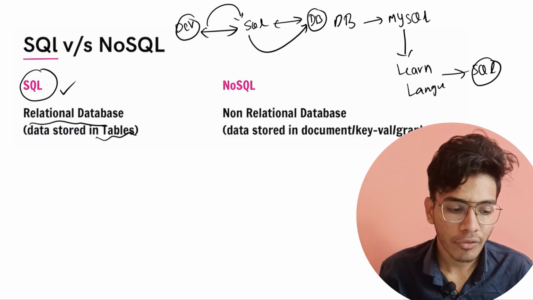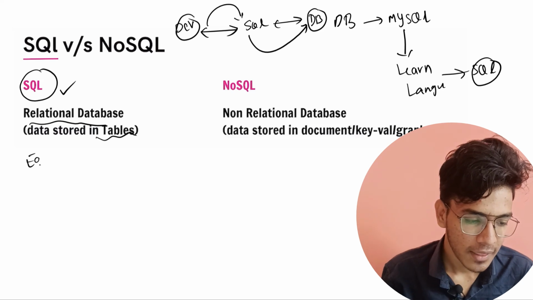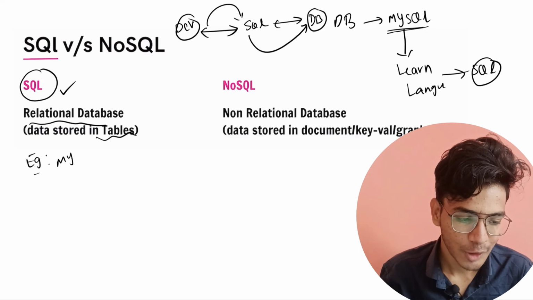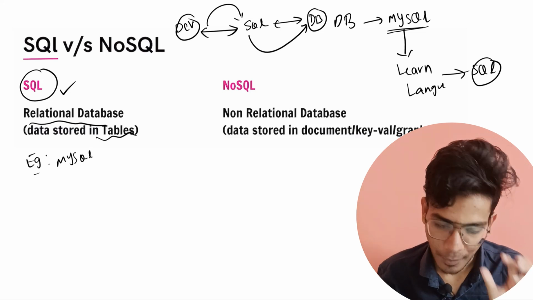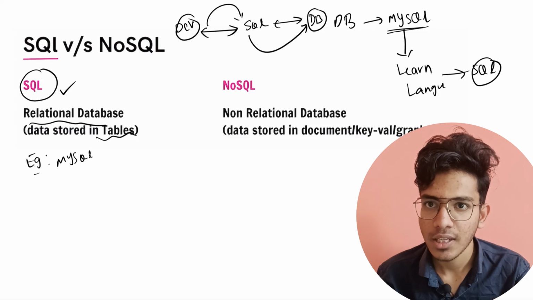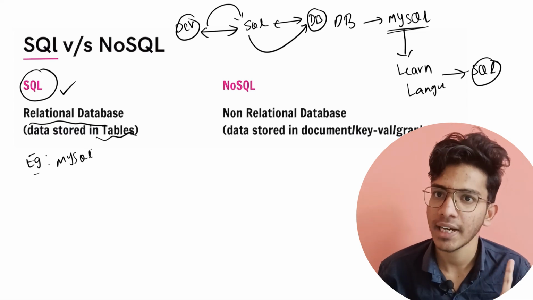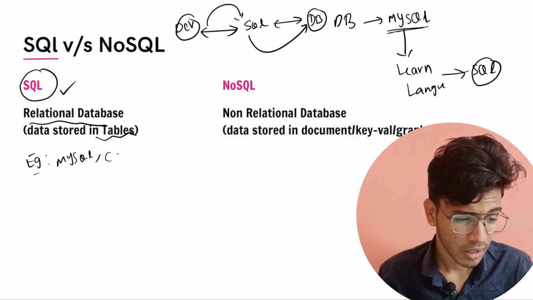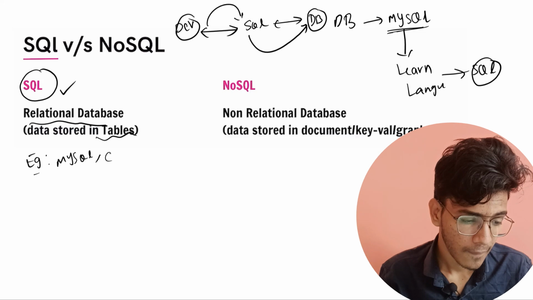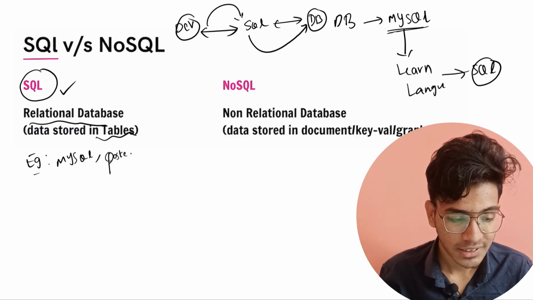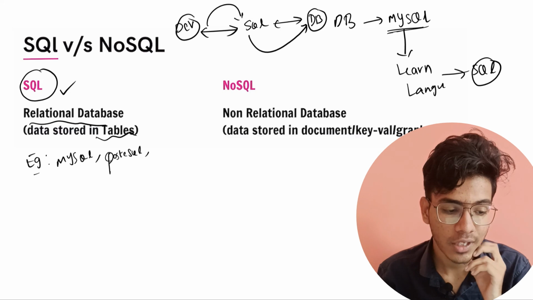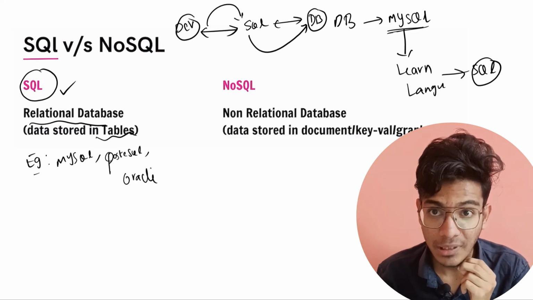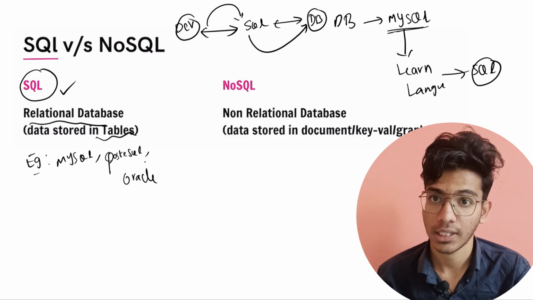And what are the examples of relational database? I have told you MySQL is a relational database, right? So in this MySQL we will store the data in the form of tables, in the form of rows and columns. Now another example is PostgreSQL. PostgreSQL is also a perfect example, and another one is Oracle. These are the three popular relational databases that we have in the market right now, right?